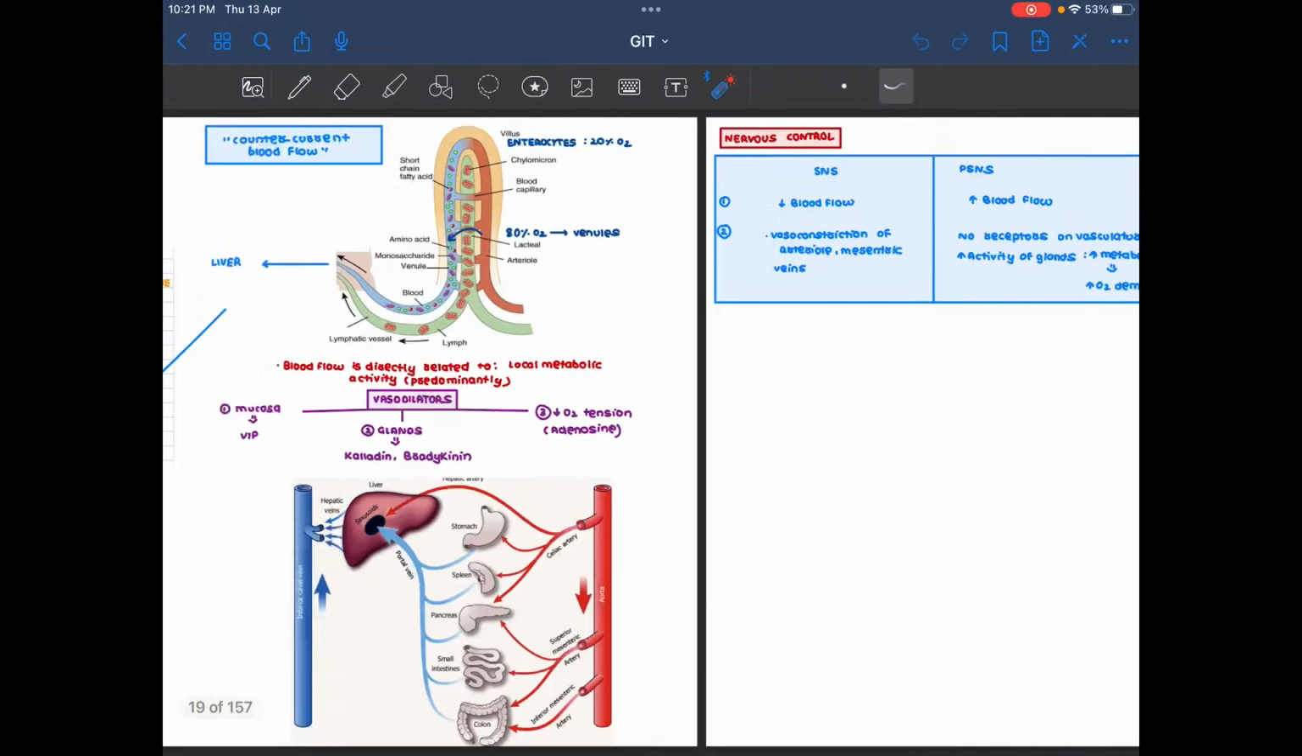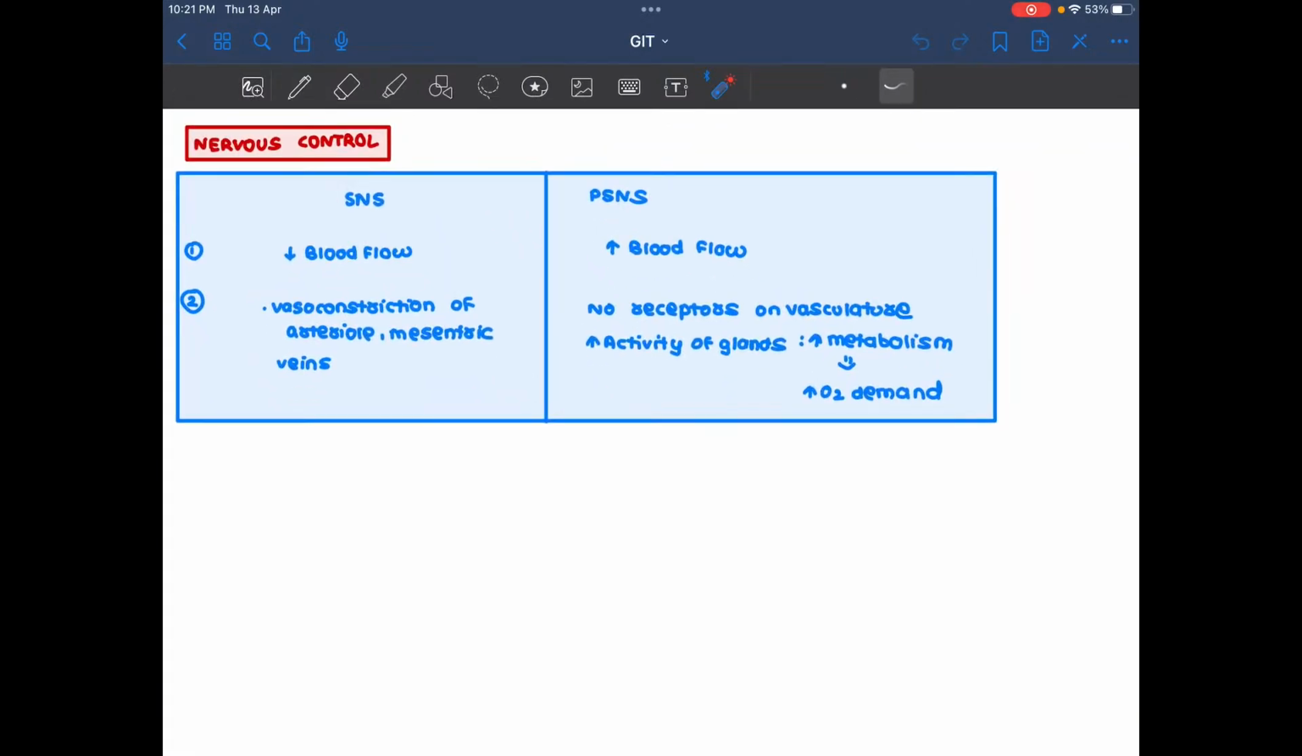Okay. So what about the nervous system? If we talk about the nervous system on the splanchnic circulation, we should know the sympathetic nervous system decreases the blood flow, whereas your parasympathetic nervous system increases the blood flow. But just remember, the sympathetic nervous system decreases blood flow because it has its receptors on the vasculature. Just remember, blood vessels have only sympathetic receptors. They don't have any parasympathetic receptors.